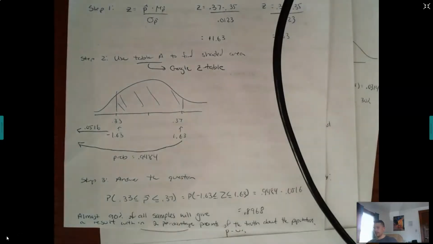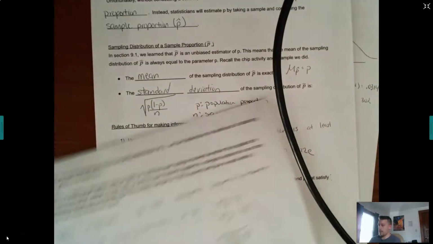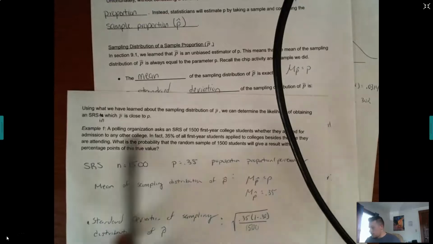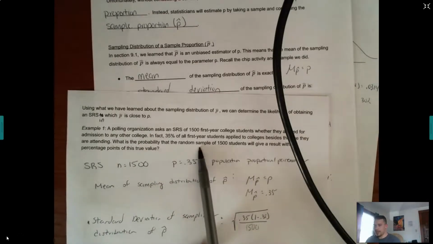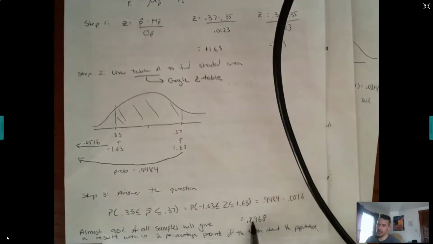So what is that really saying? Let's answer the question. That should really be step 3, right? Answer the question. Well, the question was, what is the probability that the simple random sample of 1,500 students will give a result within 2 percentage points of this true value? That is the probability, about 90%.